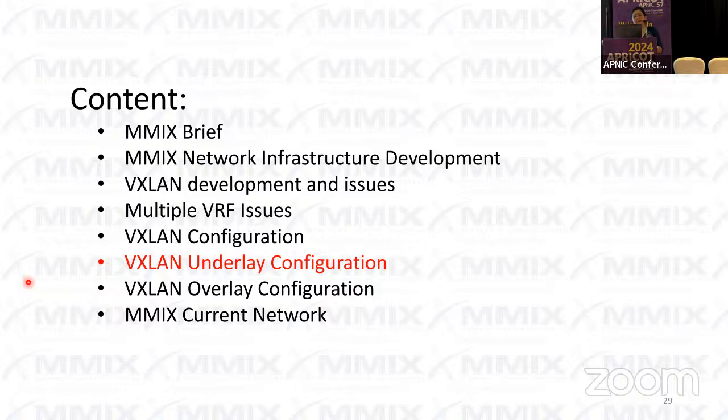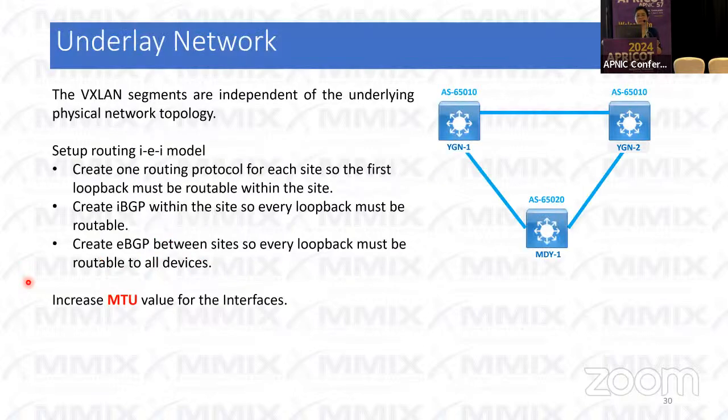So we will go to the underlay network configuration. VXLAN segments are independent of the underlay physical network topology, as I said previously. I have set up an IBGP/EBGP model. IBGP is within the city, and city to city must be EBGP. I am using this model, so I create the routing protocol.